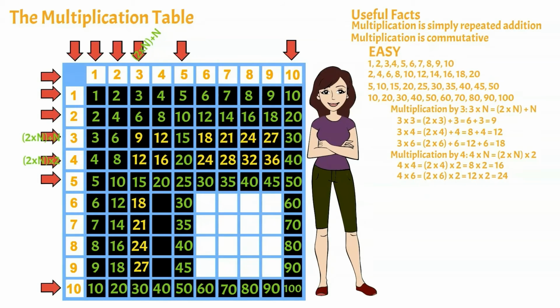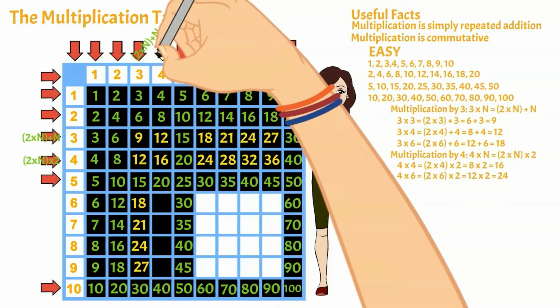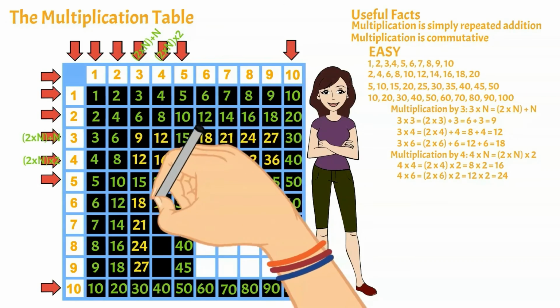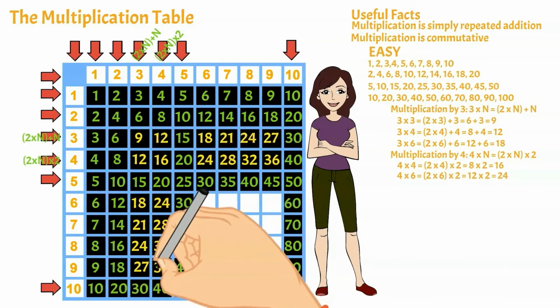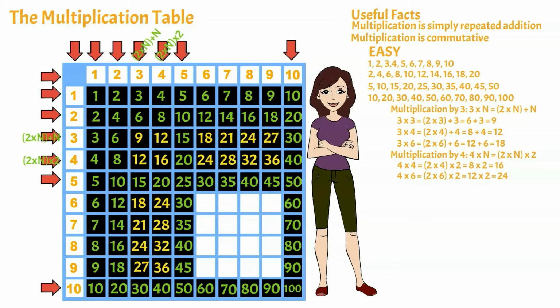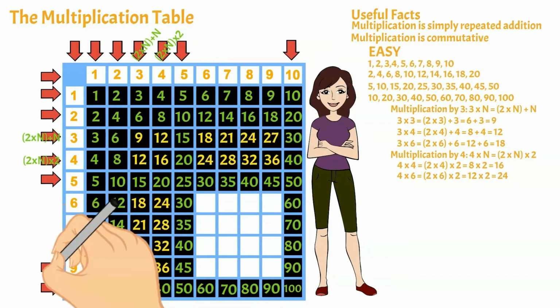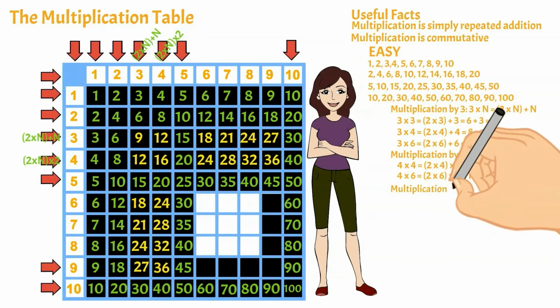If we do this the other way around, it will give us the same answers. So here, we will also have 16, 24, 28, 32, 36. Next, let us try multiplication by 9. This time we can use multiplication by 10 to solve multiplication by 9.